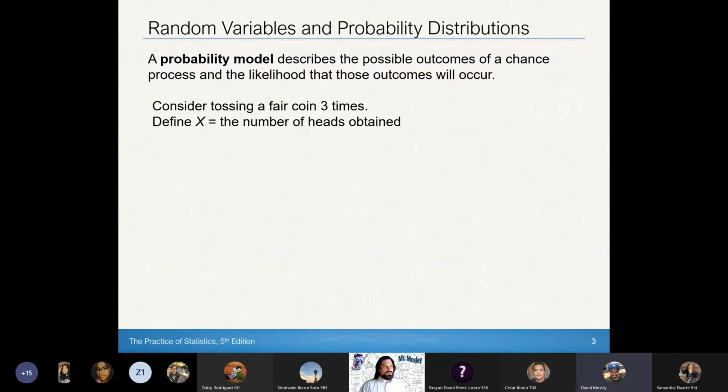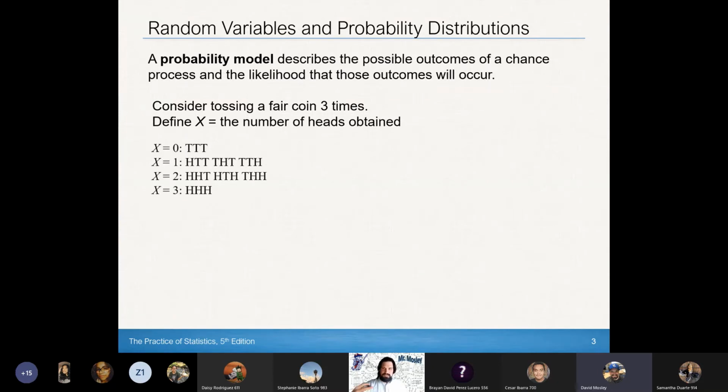All right. So random variables and probability distributions. A probability model describes the possible outcomes of a chance process and the likelihood that those outcomes will occur. Consider tossing a fair coin 3 times. We're going to define the variable X, it's a capital letter X, to be the number of heads obtained. All right, so X just keeps track of how many times a head pops up when I flip a coin 3 times.